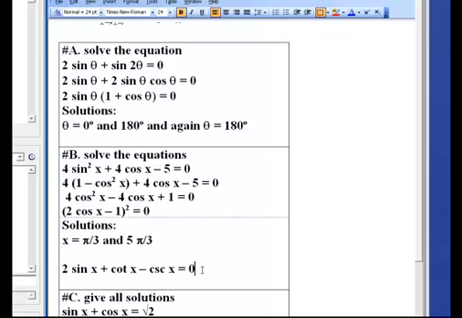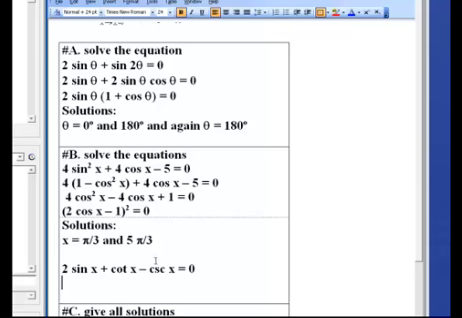And the second one that I have here, solve this equation. Ooh, nice. What are we going to do there? Well, use the ratio identity on this one and use the reciprocal on this one and see what we get.